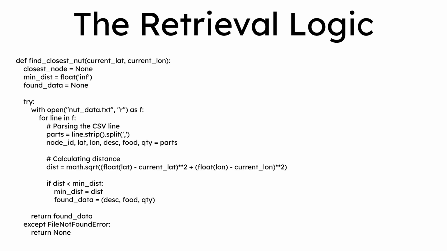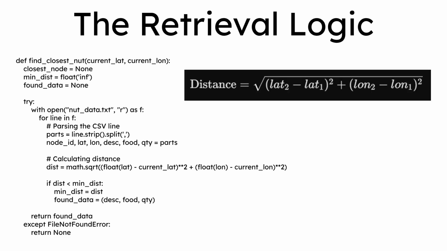2. The retrieval logic. Find closest nut. This is the search engine. It turns raw data into actionable intelligence. The loop. We open the file in R, read mode, and iterate through it line by line. Data parsing. We use .split comma to break the string apart. This converts the text line back into a list, allowing us to treat the latitude and longitude as mathematical numbers rather than just text.